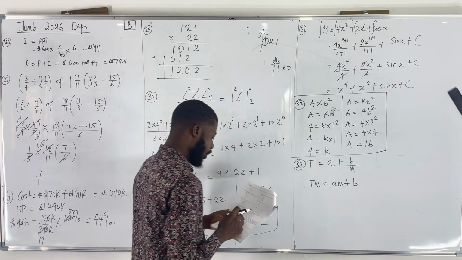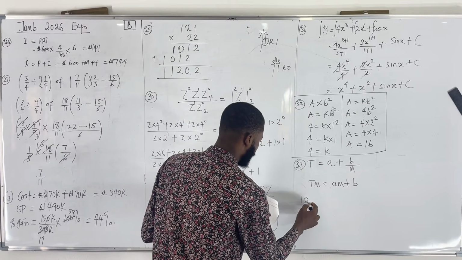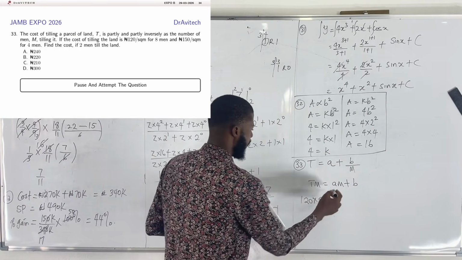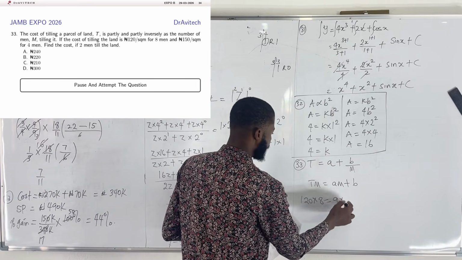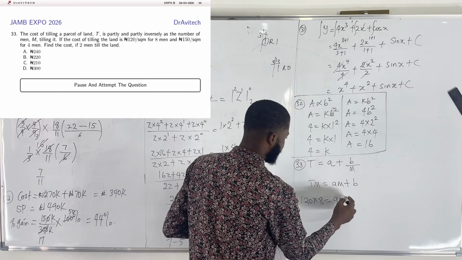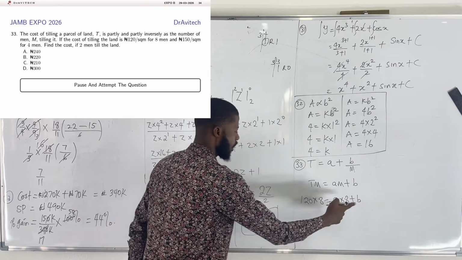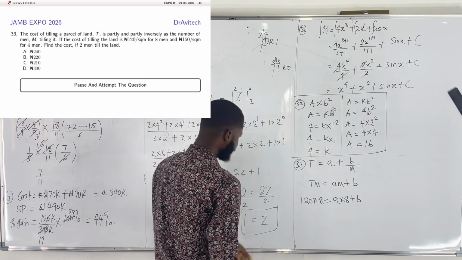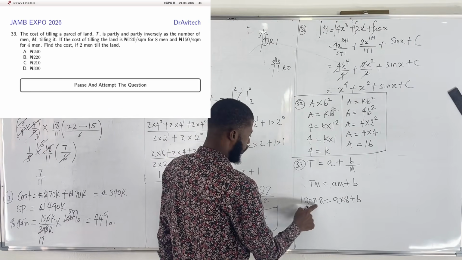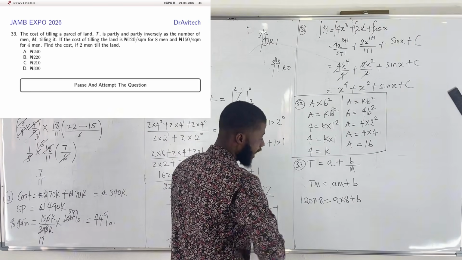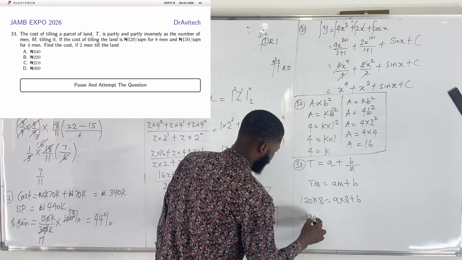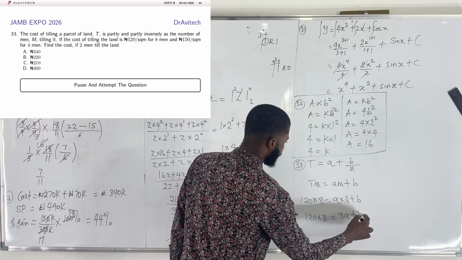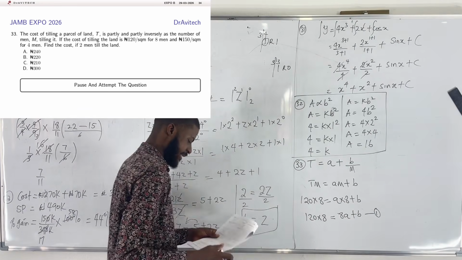So it says 120 naira, so total cost is 120. For how many men? 8 men. So we have A again times, how many men do we have in the first case? 8, plus B. So our first expression, gosh, this is a lot. 120 times 8. I'm just going to leave it like that, 120 times 8 equals 8a plus b. So this is equation 1.